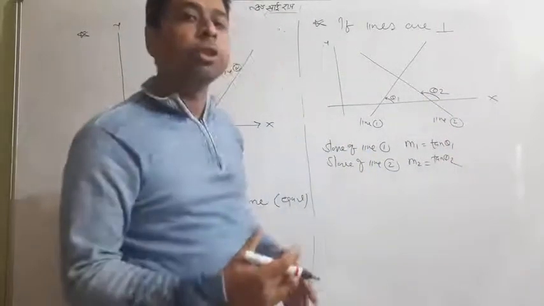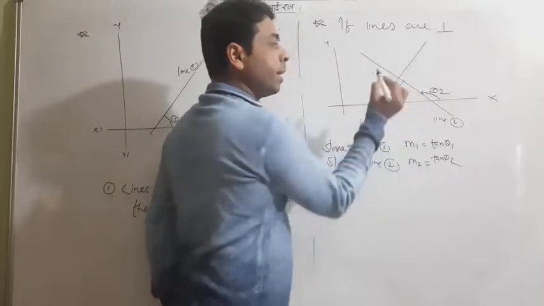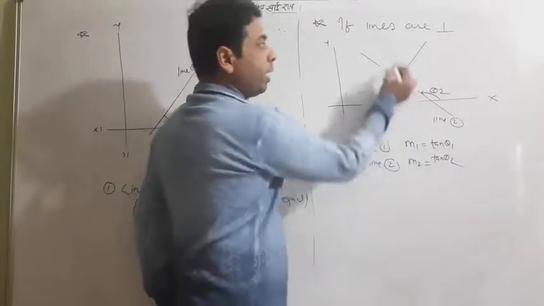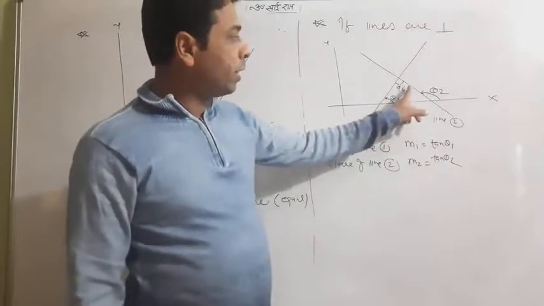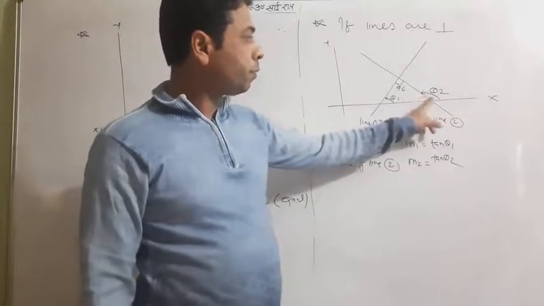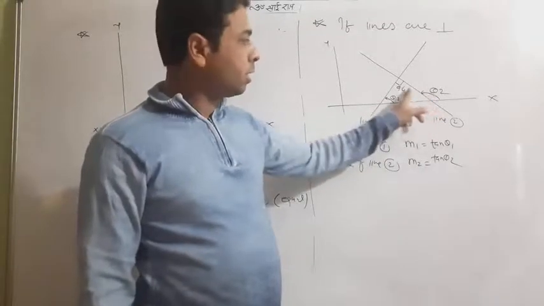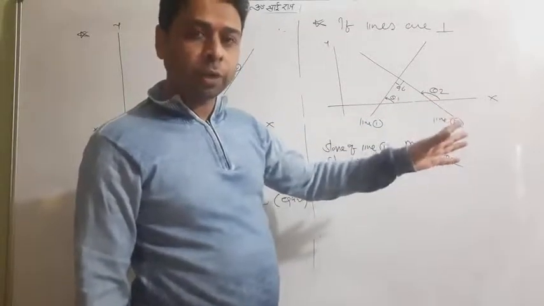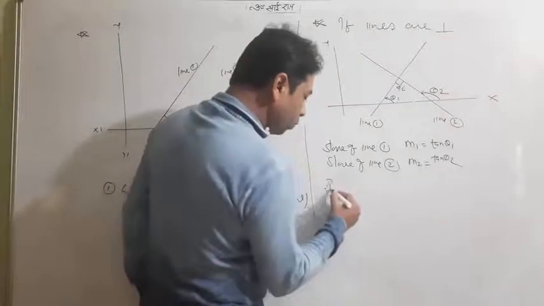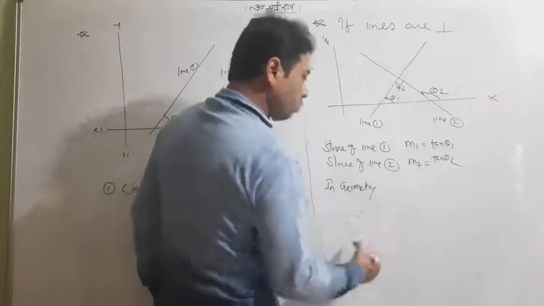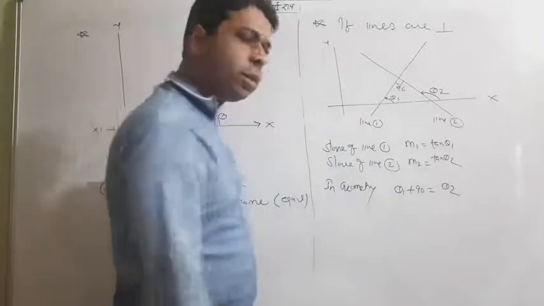Now I want the conclusion: what actually happens when two lines are perpendicular? This angle is 90 degrees. Lines are perpendicular. Then what happens? Can you find the relationship between these three? One can easily understand that this is an exterior angle and these two are interior opposite angles, and the sum of the interior opposite angles equals the exterior angle. So in geometry we know that theta 1 plus 90 degrees equals theta 2. That is nothing to worry about; we all know it.